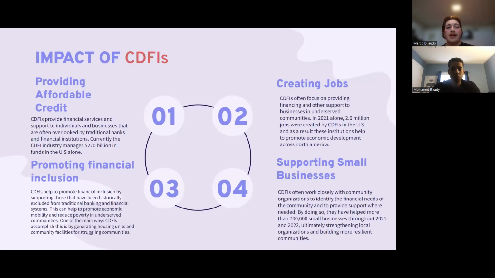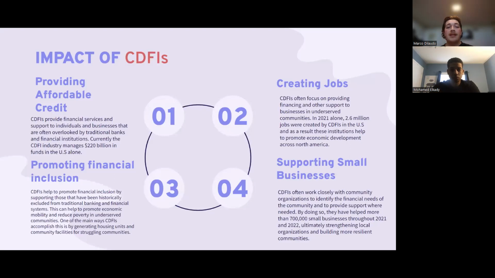To continue, CDFIs have a big focus on financial inclusion as well. While researching this topic, it became clear that these organizations aim to provide inclusion through loans, but also through affordable housing projects in underdeveloped communities. In 2021 alone, CDFIs across the United States created 2.1 million housing units, as well as 13,600 community centers to help support the development of communities all across the country.